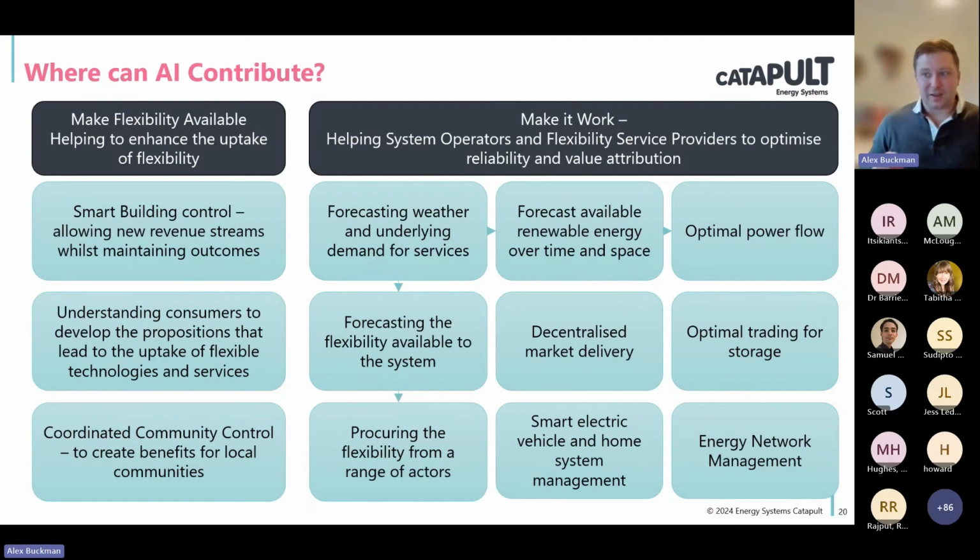Understanding consumers to develop propositions that lead to the uptake of flexible technologies and services. For me, this is a really big one, and something that the energy sector historically has not been that great at. If we're not seeing the uptake of low carbon technologies and flexibility that we need in order to provide the services that we need, then how do we understand what people value? How do we understand what people will buy into in order to make this stuff available?